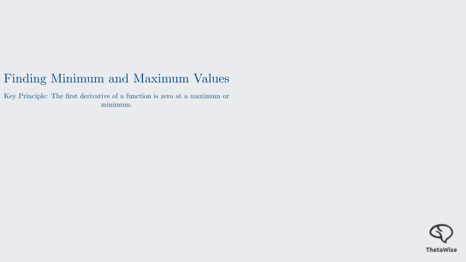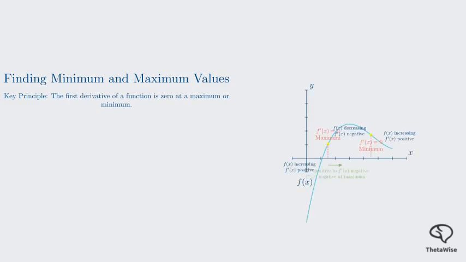The key principle we use is that the first derivative of a function is zero at a maximum or minimum point. The derivative, which measures the slope of the curve, becomes horizontal at these turning points. Looking at this graph, you can see that where the function changes from increasing to decreasing, we have a maximum. The slope, f prime of x, goes from positive to 0 to negative. The opposite happens for a minimum. The slope goes from negative to 0 to positive. So, to find these points, we simply find the first derivative of our function and set it equal to 0.